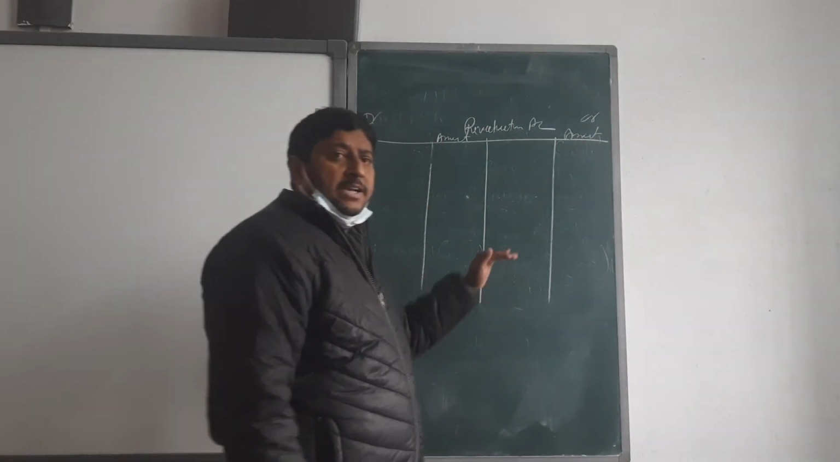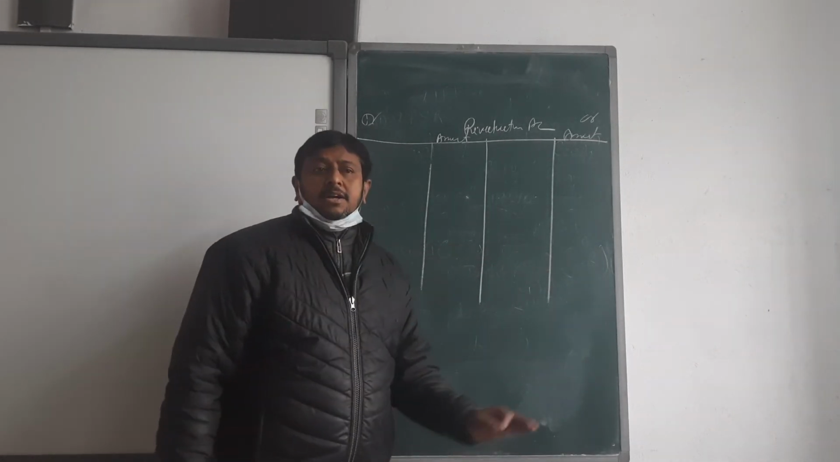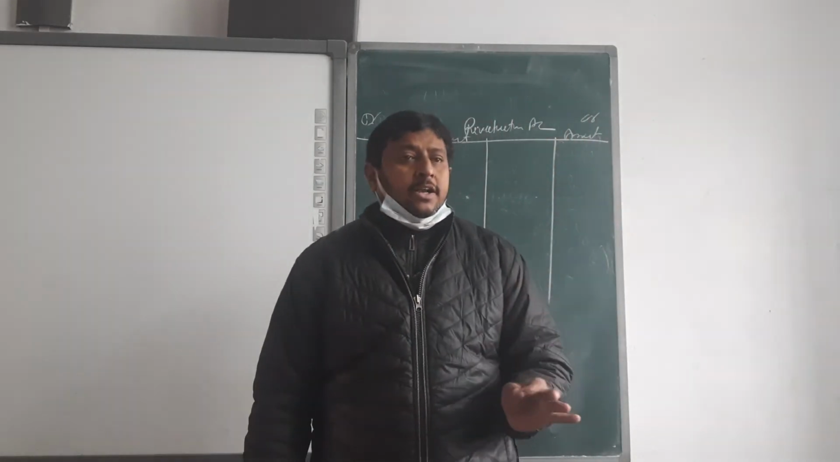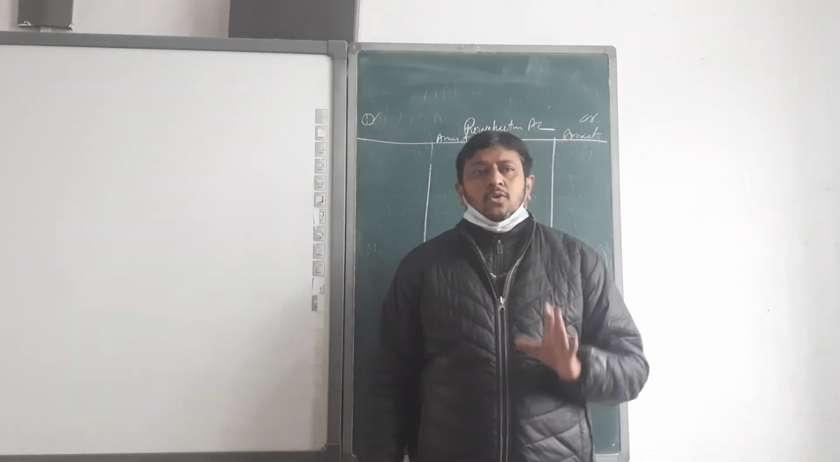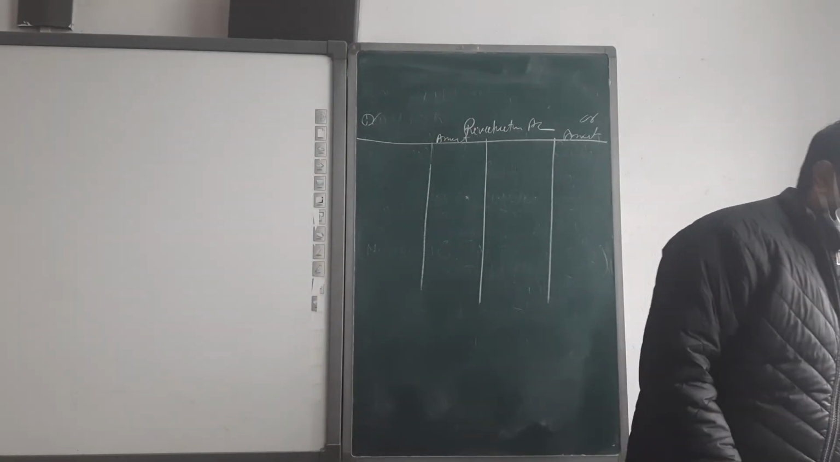Then take the difference, the profit or loss, and that will be distributed among the old partners in the old ratio. After that, the capital account.